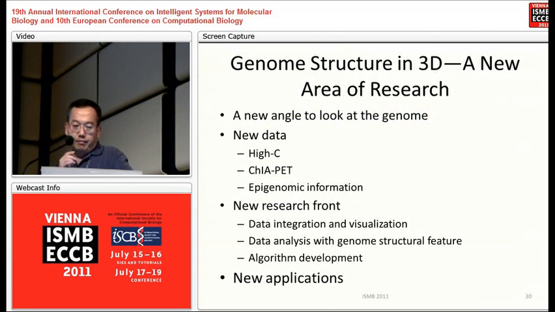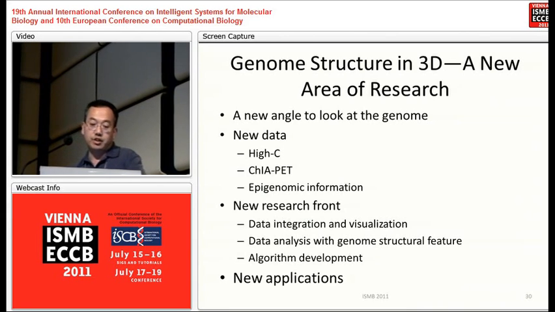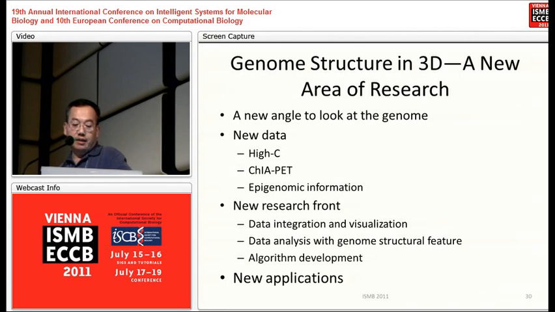One thing I really want to point out is that genome structure in 3D is a new area of research with a lot of opportunities. It's a new angle to look at the genome, and there is a lot of new data that can be used for this. It's also a new research front for data integration, visualization and analysis with genome structure features, and also algorithm development. Certainly there are new applications.